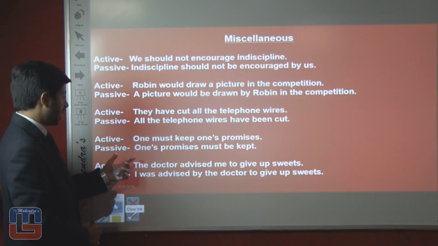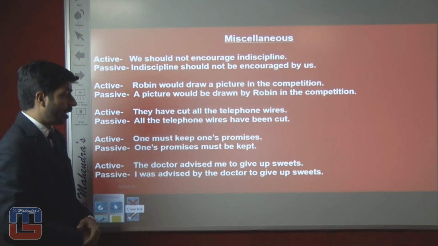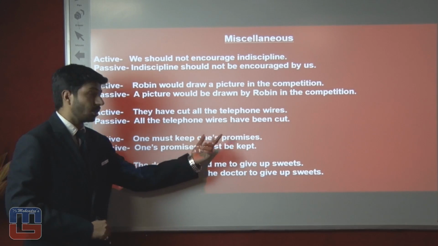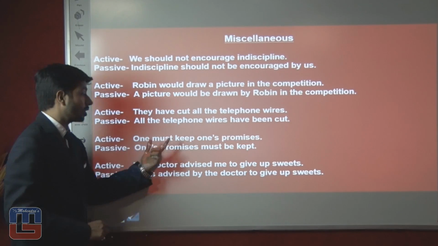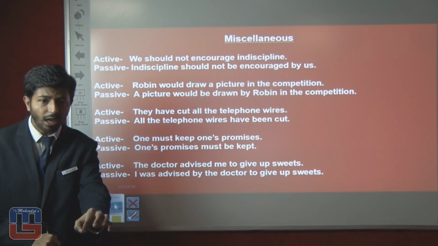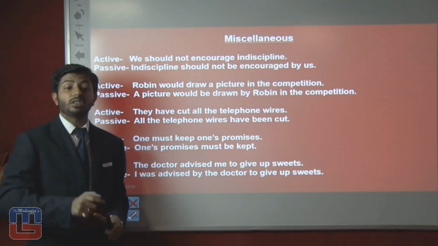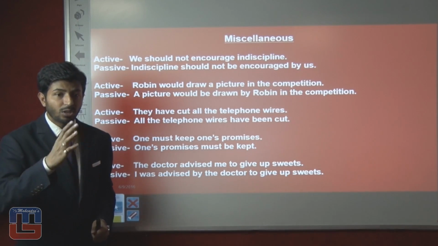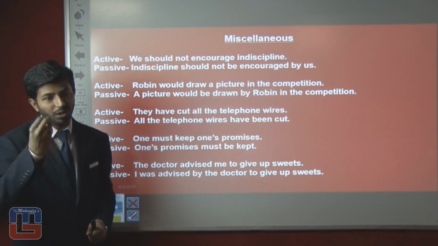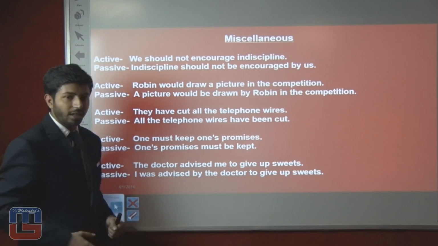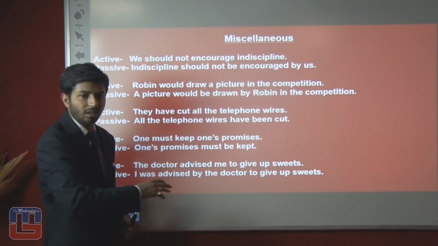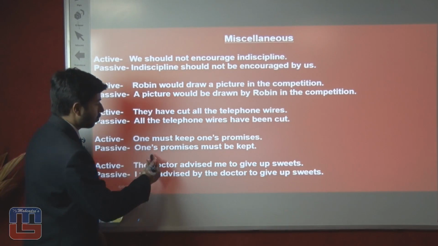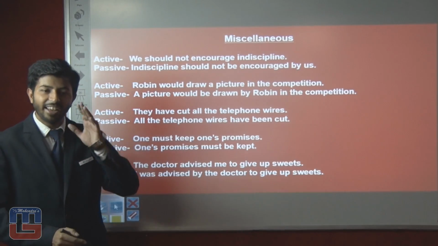Next question is, one must keep one's promises. So in the passive voice, one's promises, which is the object of the active voice, becomes the subject of the passive voice. Must is used here, which is a modal. So what is the rule of conversion when we are working on a modal? In the passive voice, a modal works with be. So must be is used here, and keep is the first form of the verb, it should be written in the third form of the verb. So the conversion says one's promises must be kept.